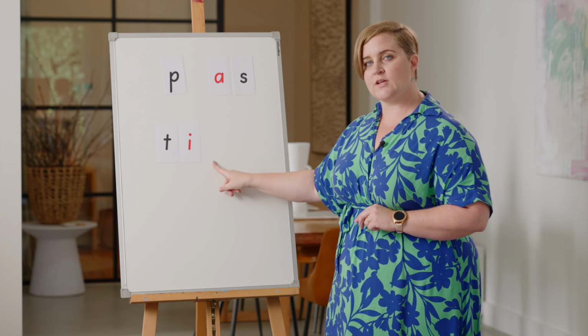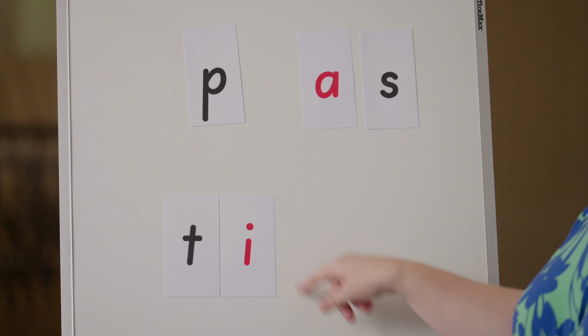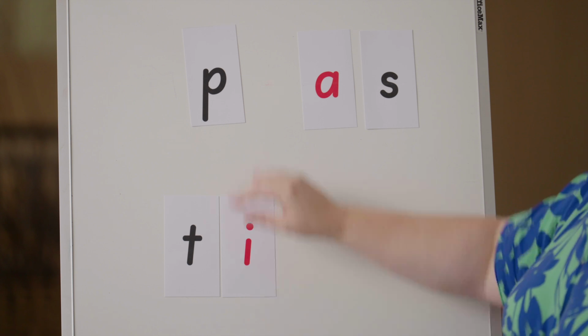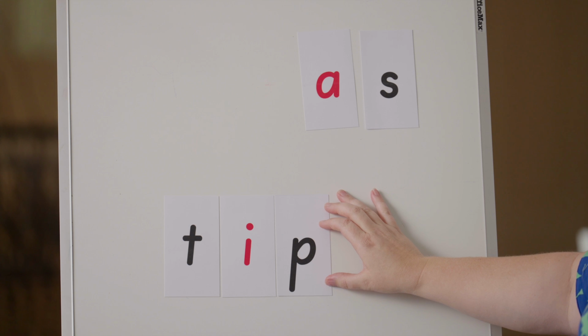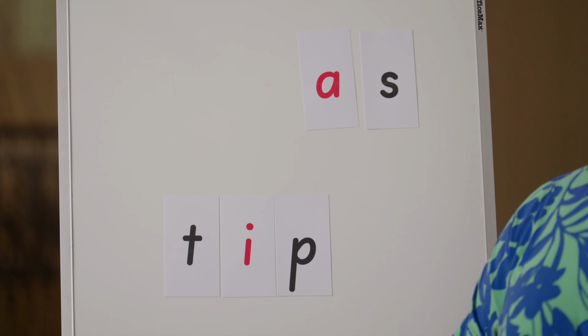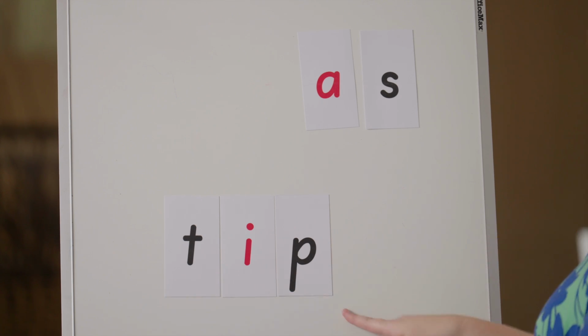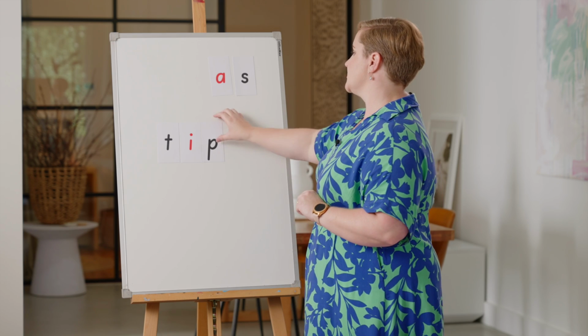What's the last phoneme that you can hear in the word tip? P. Good. And which letter do we use to write p? Well done. It's the letter P. Drag P down and say p. Now let's read the word that we've just built. T, i, p, tip. Fantastic, everybody. We have one more word to build.